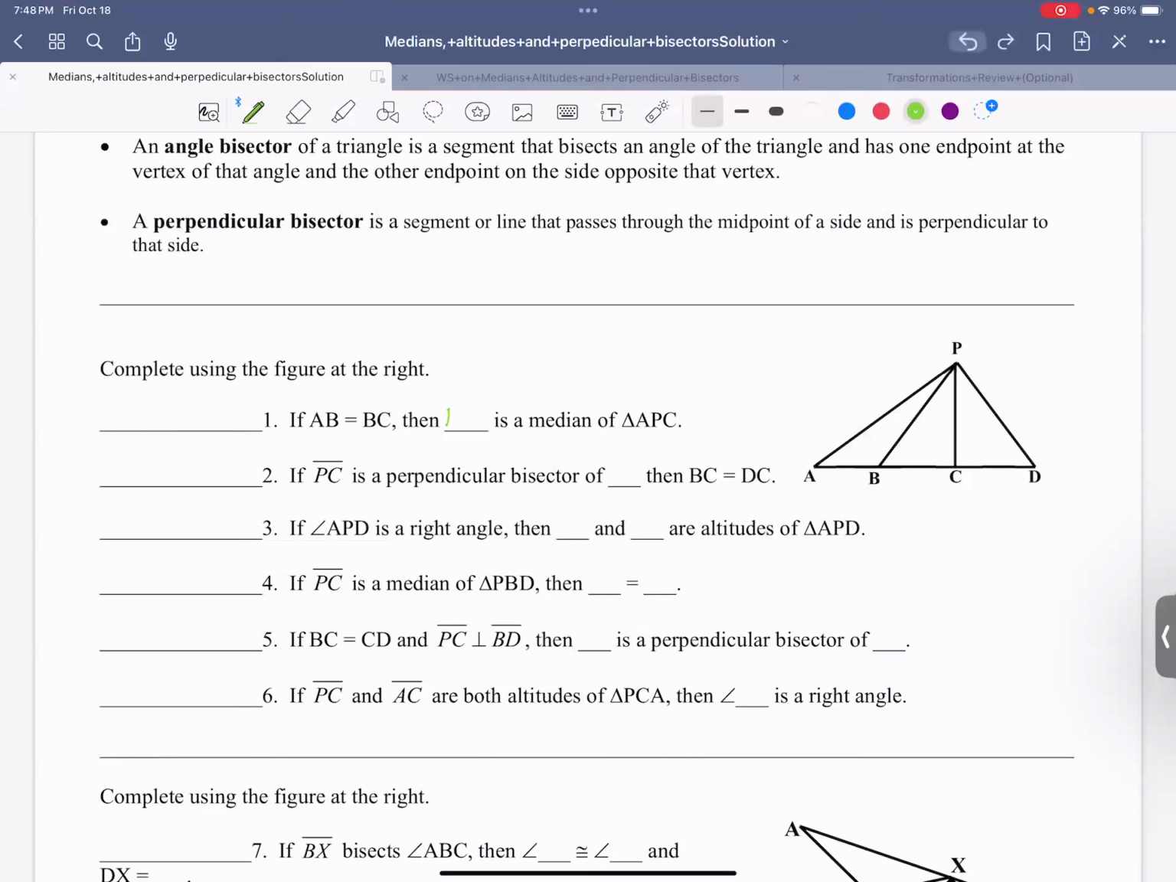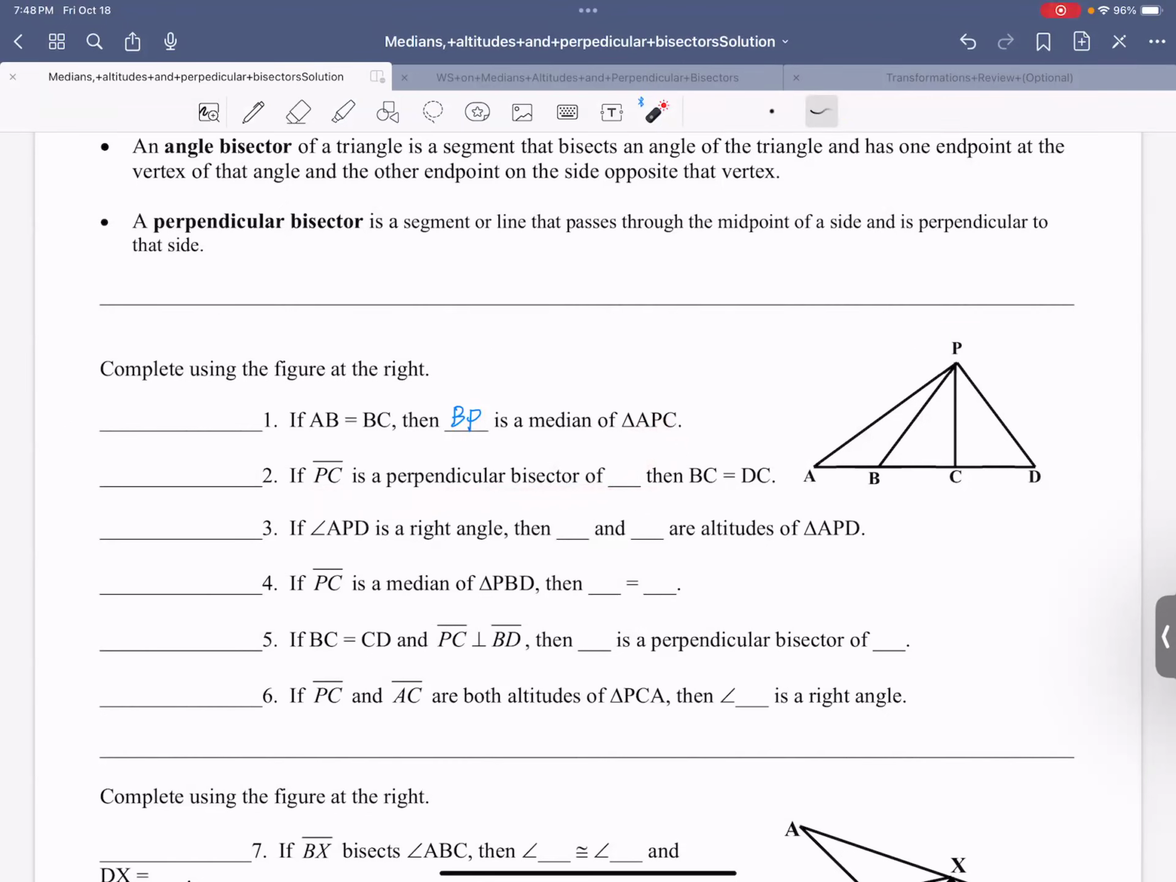So this is asking us the definition of median. You connect one vertex with the opposite side's midpoint. This is called a median. Okay, go. Do one more. Next. Read here and tell me what you want to choose.